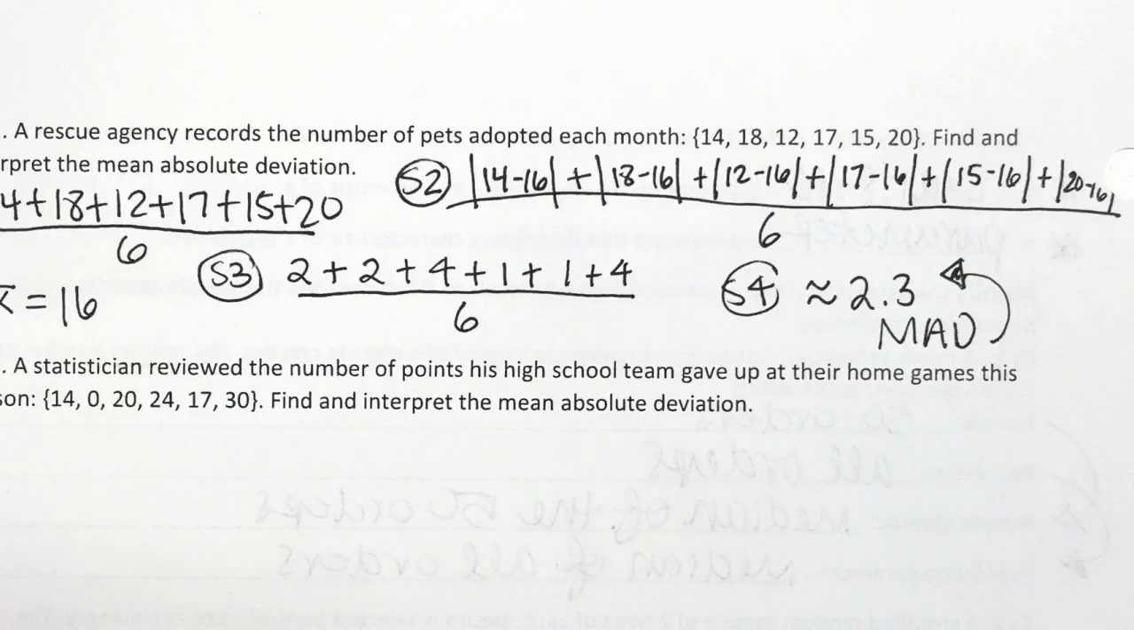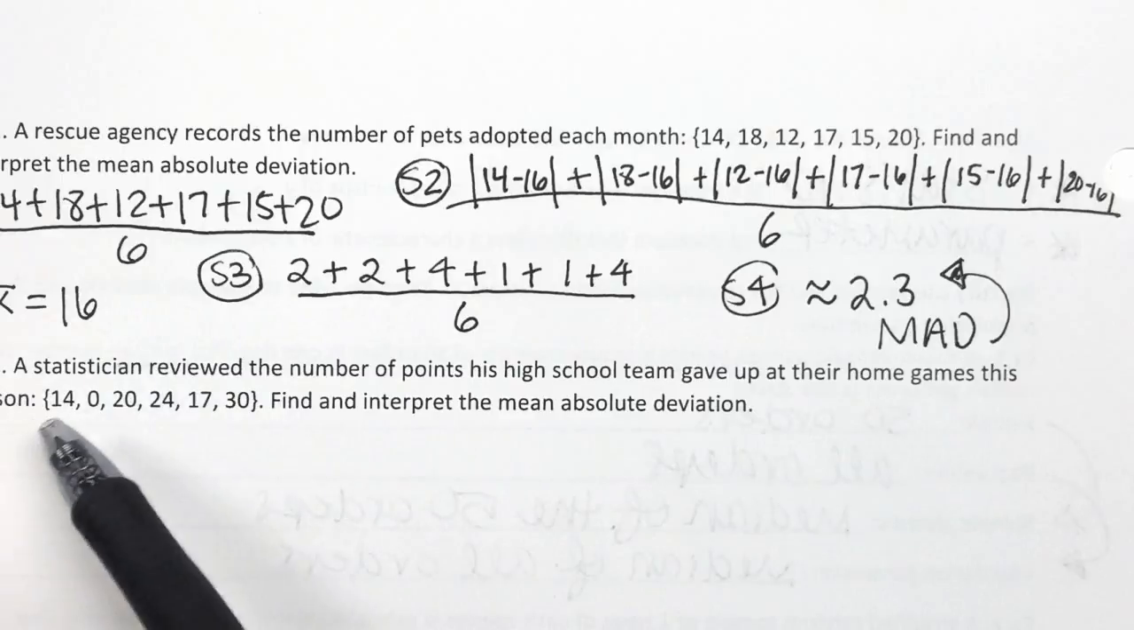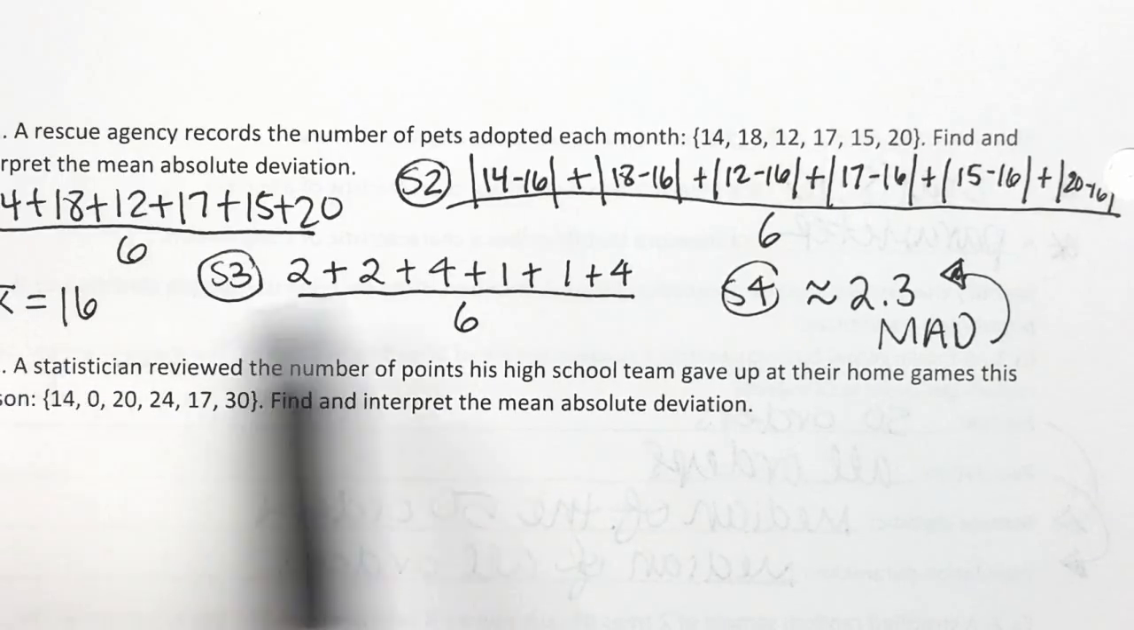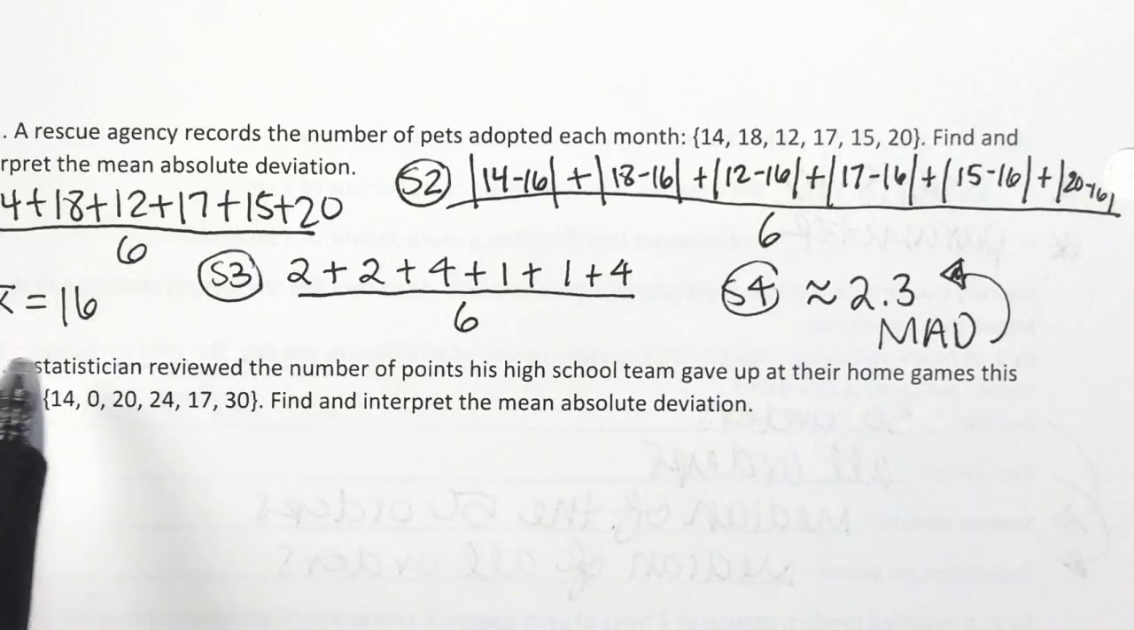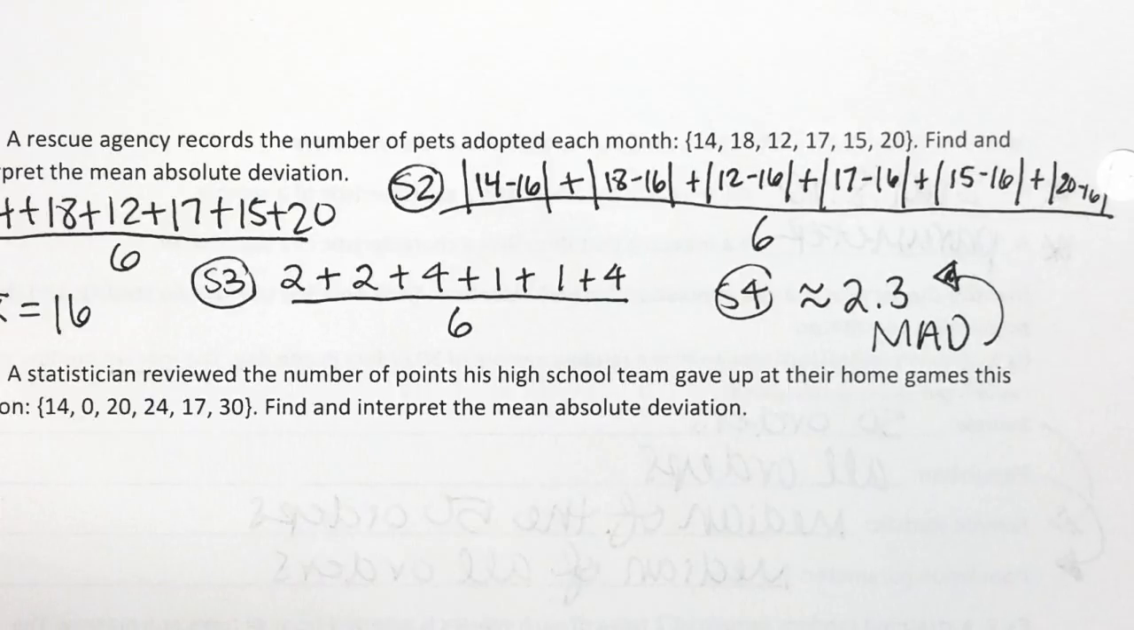And now I'm going to tell you what it means, and you don't have to know this, but just for your information. This means that on average, the number of pets adopted each month is about 2.3 pets away from the mean of 16 pets. So if I went to this veterinarian place or rescue agency and asked how many pets are adopted each month, you could say anywhere from 14, because that's 2 less than 16, to 18, because that's 2 more than 16. Anywhere from 14 to 18 pets each month.